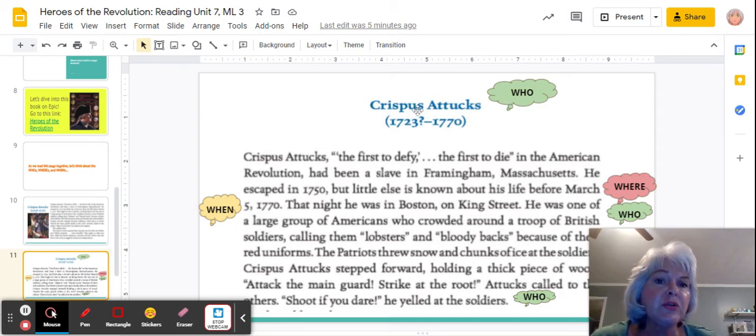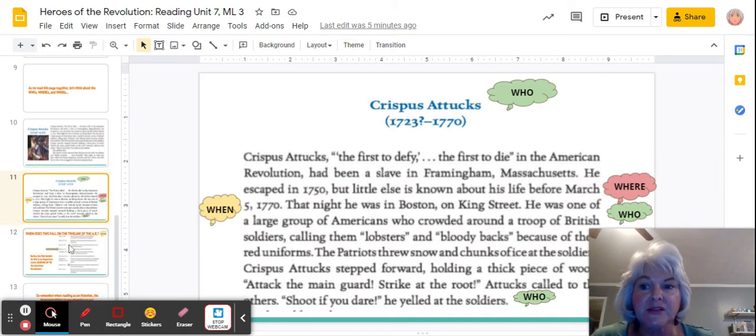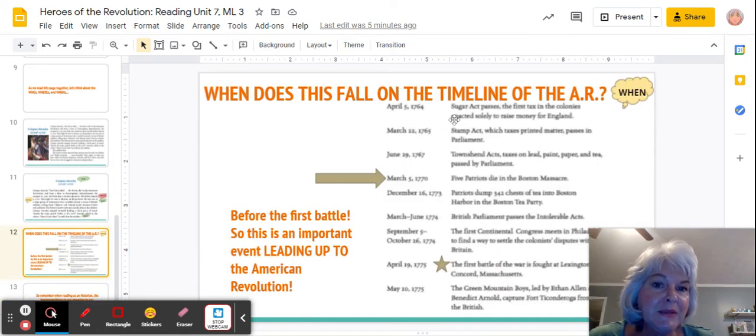So you want to say who: Crispus Attucks. Where did it happen? In Boston on King Street. When did it happen? It was March the 5th, 1770. And then who was he yelling at? What happened? You want to say why they were considered heroes. What were they fighting against? And then you want to look at the timeline of the events, the actual timeline of the American Revolution, and place that in that timeline.